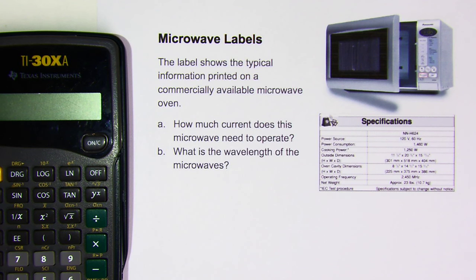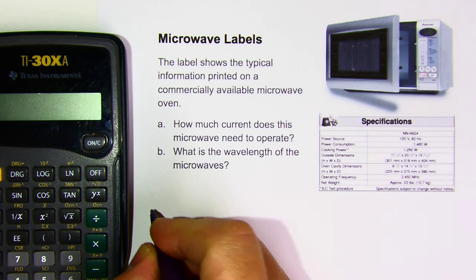In this problem, we're given the label off of a microwave and asked to find a couple of things. How much current the microwave needs to operate and the wavelength of the microwaves. And to do both of these, we need to revisit ideas we've introduced previously.